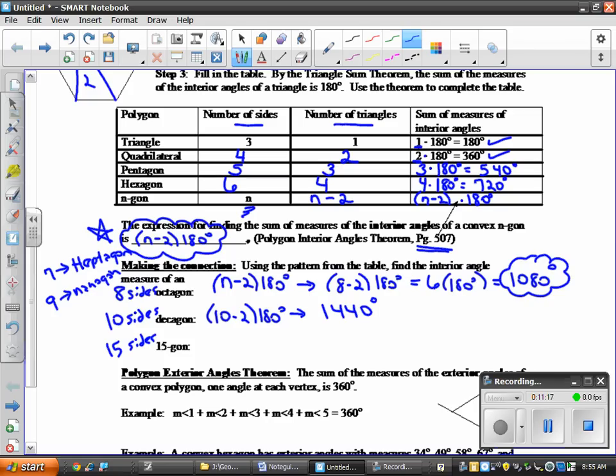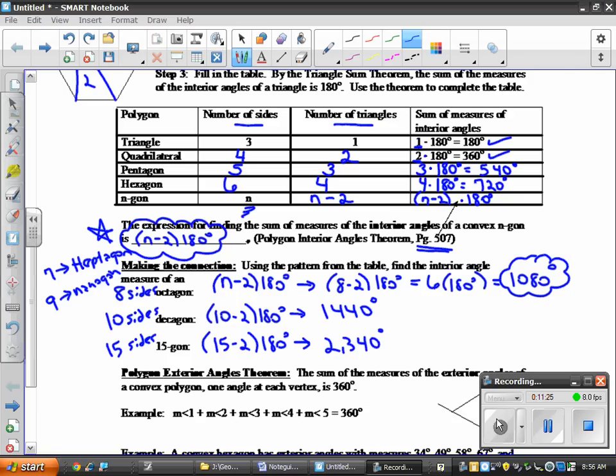And why don't you pause this video right now and do the 15-gon on your own, and then restart once you have your answer to check with me. Voila, 2,340 degrees should be your answer.